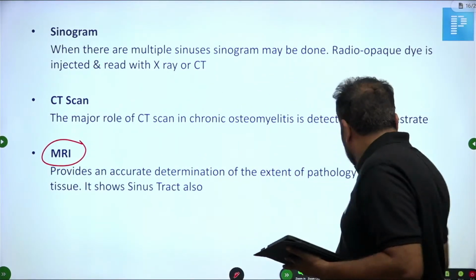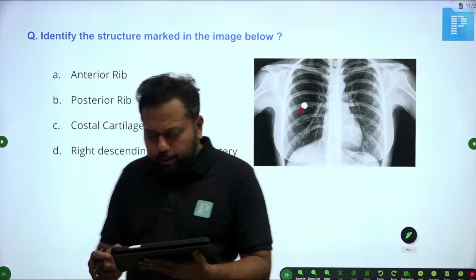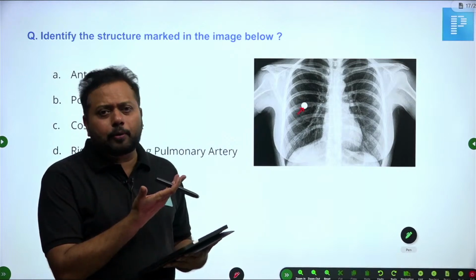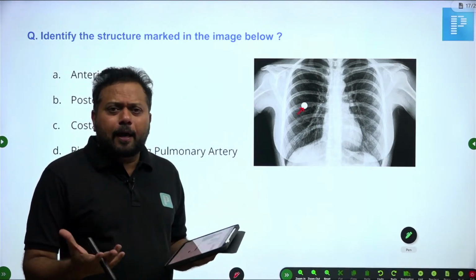Right. Then we will move on to the next question. Identify the structure marked in the image below. Several times, last year in NEET also, they have asked the same question. I don't know what is so interesting about this rib. Always they are asking, and it's easy for us.